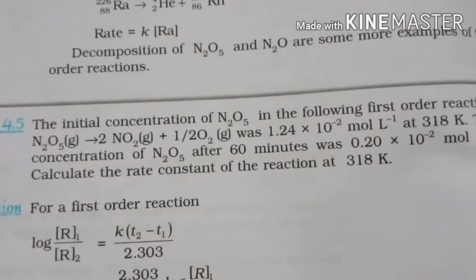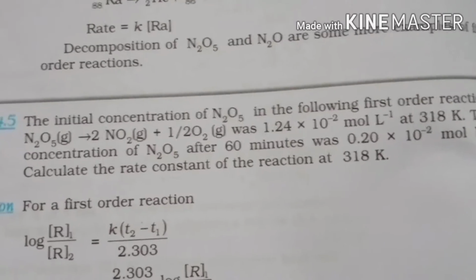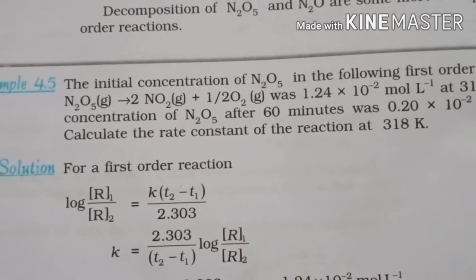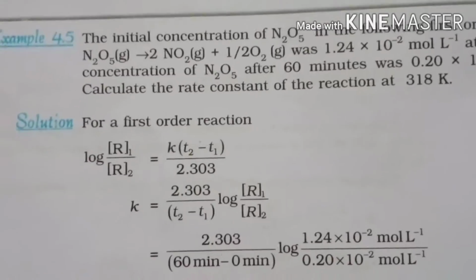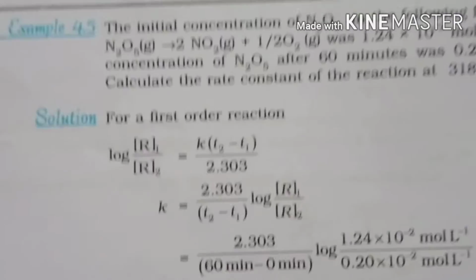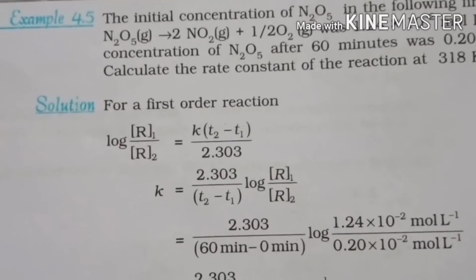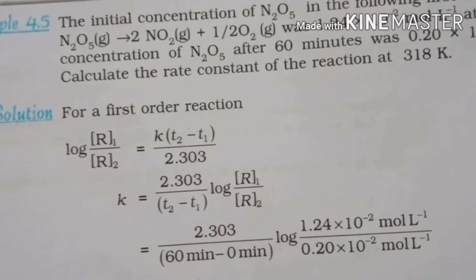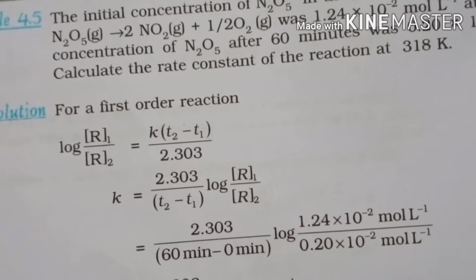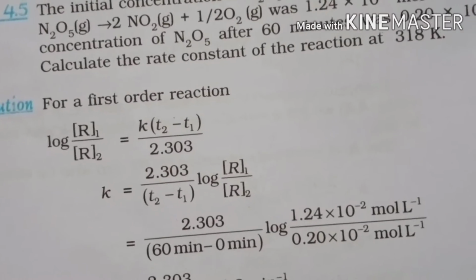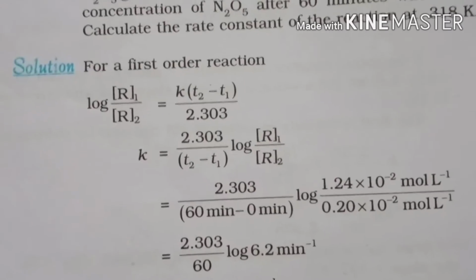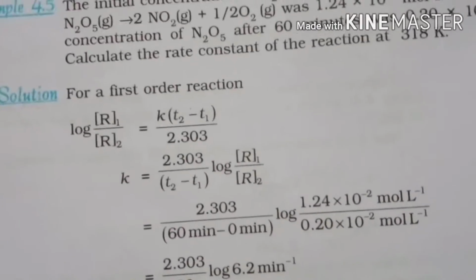Now this is a first order reaction, and here we get two concentrations. So log of R1 by R2 equal to k into t2 minus t1 divided by 2.303. You apply this to find the rate constant: k equal to 2.303 divided by t2 minus t1 log of R1 by R2. Then substitute the value 2.303, where t2 is 60 minutes and t1 is 0.